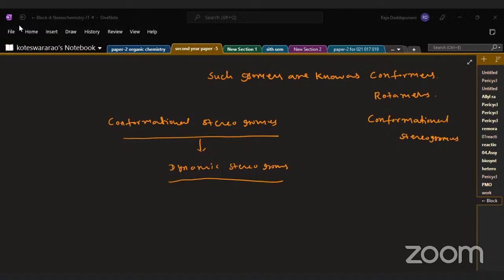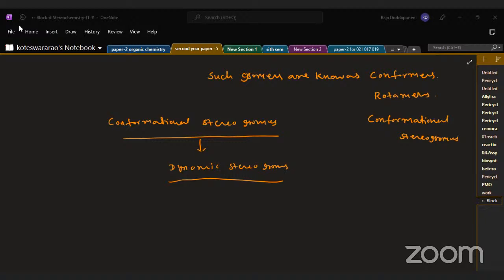Then they can be detected and distinguished by physical methods. This interconversion can also be identified by using some distinguished physical methods, and this interconversion can be studied by ambient temperature methods, physical methods like spectroscopy methods, such as H1 NMR.